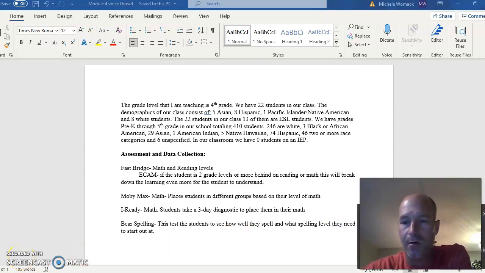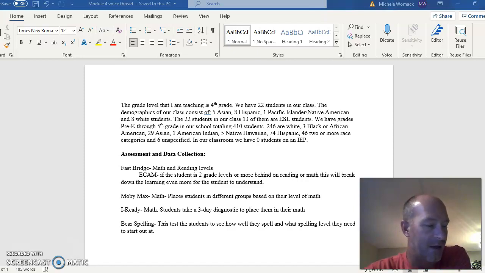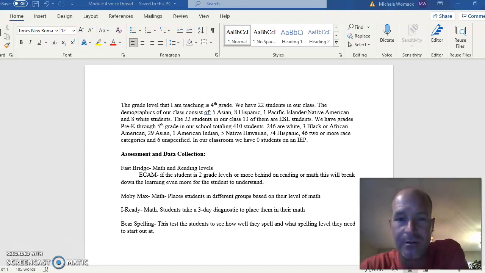So when talking about our testing and the data collection to measure and inform student learning, just a little bit about what I have seen so far. The grade level that I'm teaching is fourth grade. We have 22 students in our class. The demographics of our class consist of 5 Asian, 8 Hispanic, 1 Pacific Islander or Native American, and 8 white students. Of the 22 students in our class, 13 are ESL students.